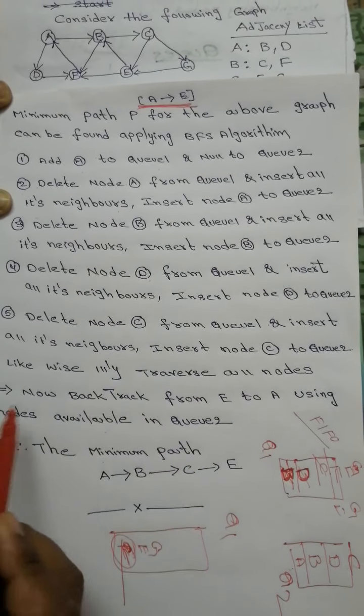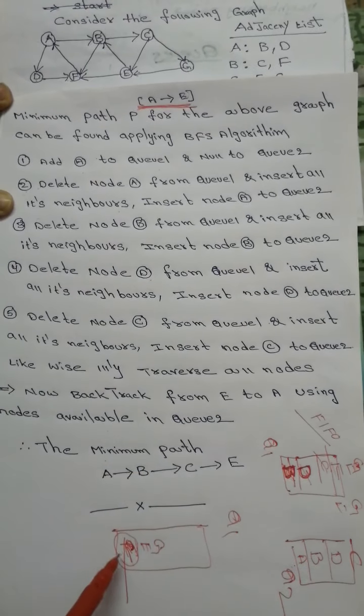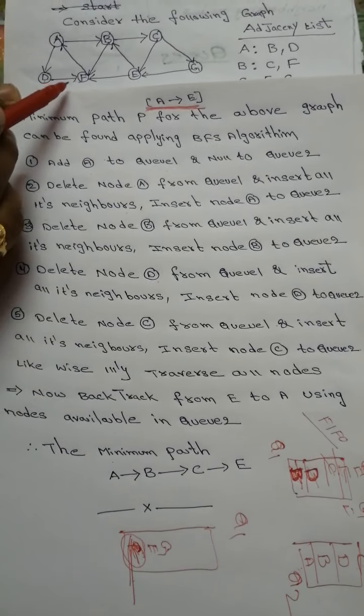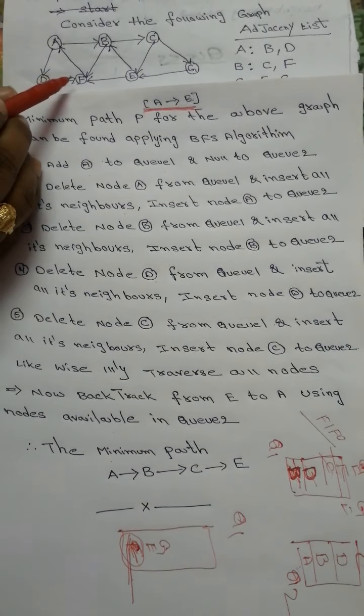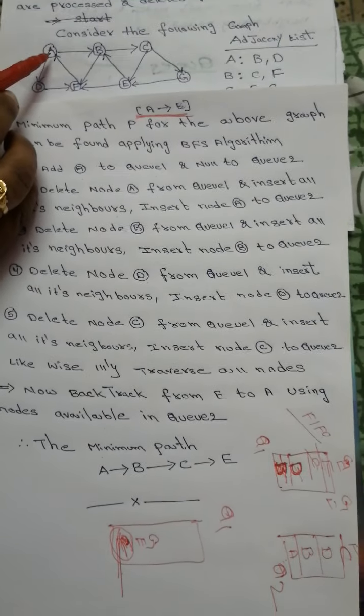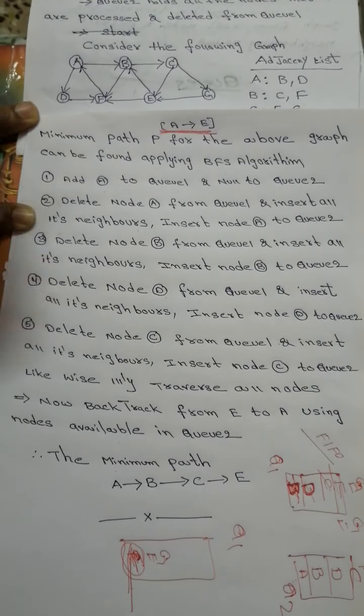Similarly, traverse all the nodes. Now C is deleted, then F is the node. First in, first out. F is deleted and inserted into Q2. Now, what are the immediate neighbors of F? A is the immediate neighbor. It is already visited and traversed, so no need to move. Then completed.